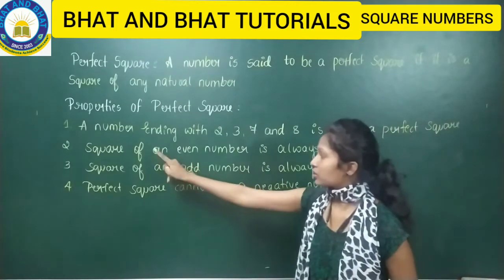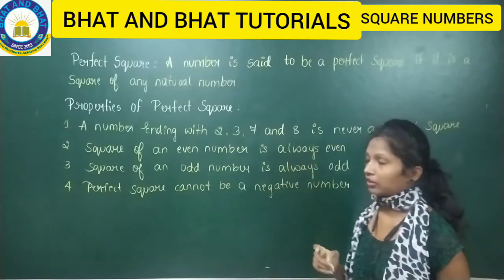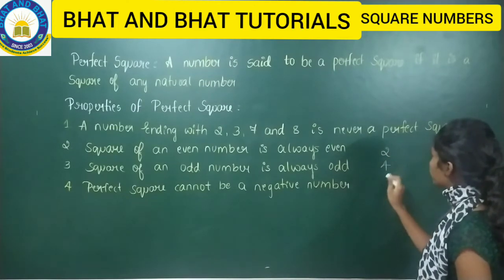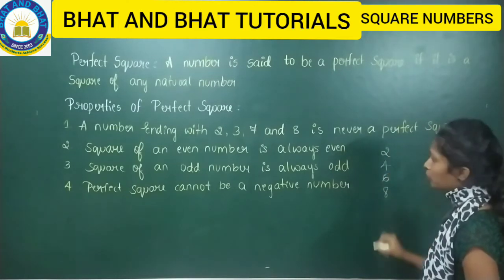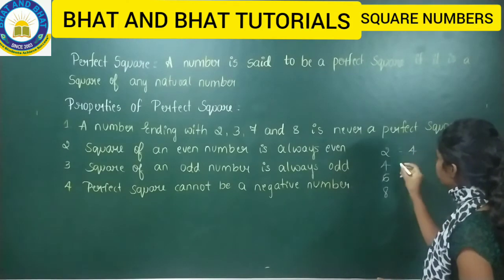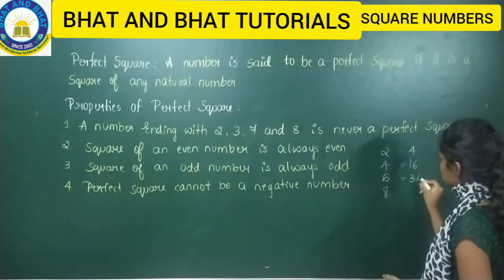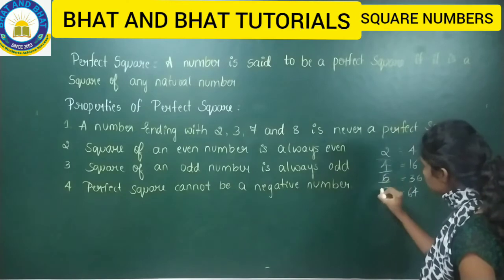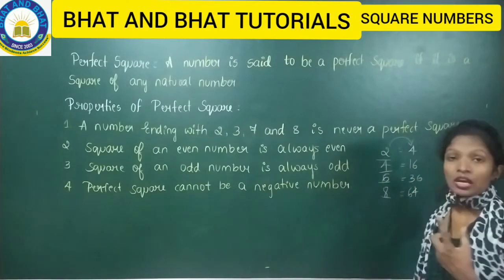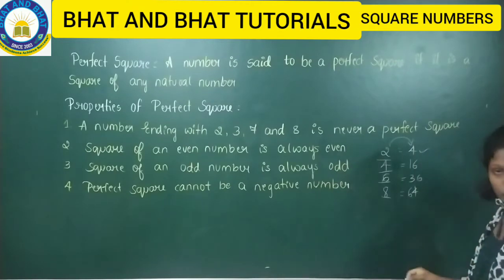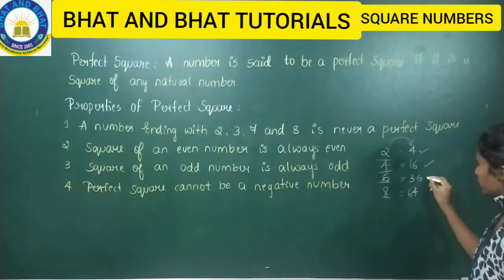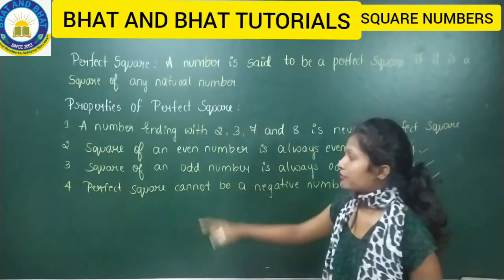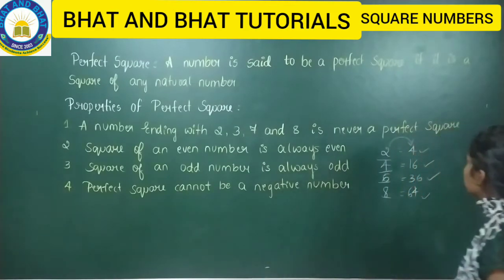The second property: the square of an even number is always even, as we have already discussed. Say for example, one of the even numbers 2, 4, 6, 8. What are the squares of these? 2 2s are 4, 4 4s are 16, 6 6s are 36, 8 8s are 64. The squares of these even numbers are always even. See, 4 is an even number, 16 is an even number, 36 is an even number, and 64 is also an even number. In the same way, the square of an odd number is always odd.